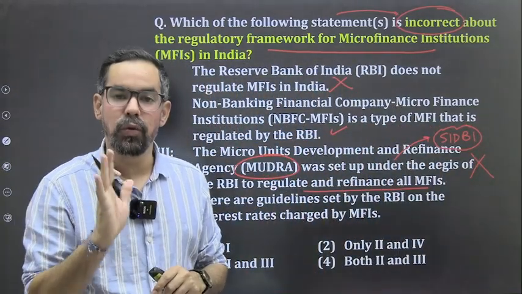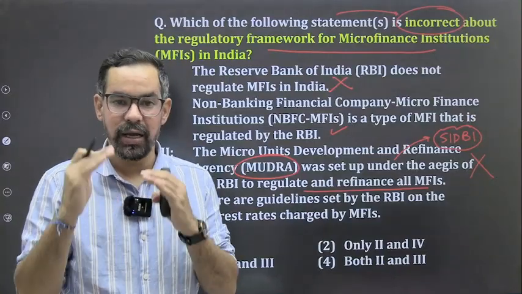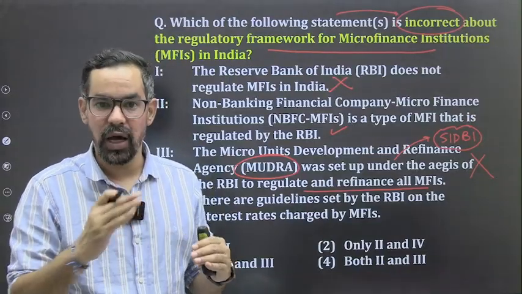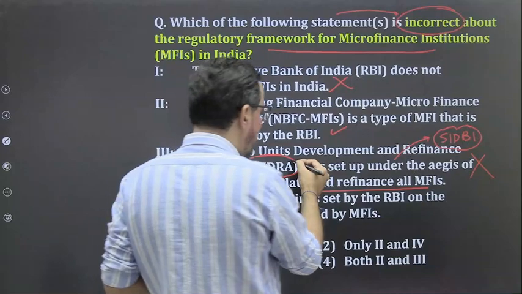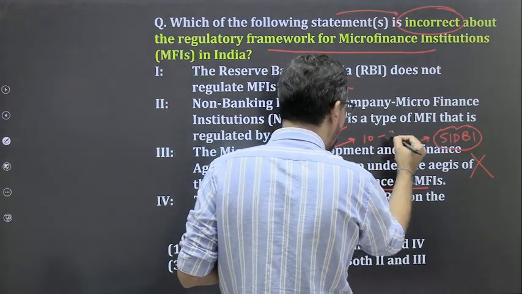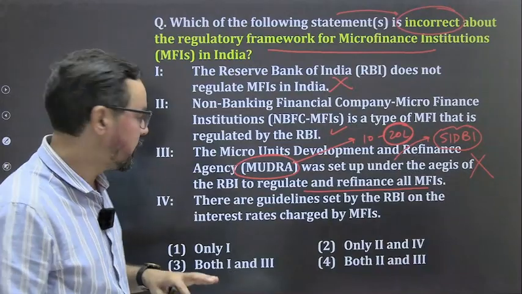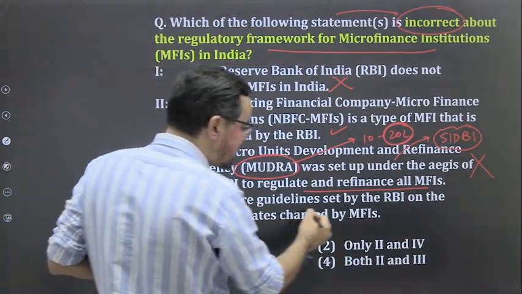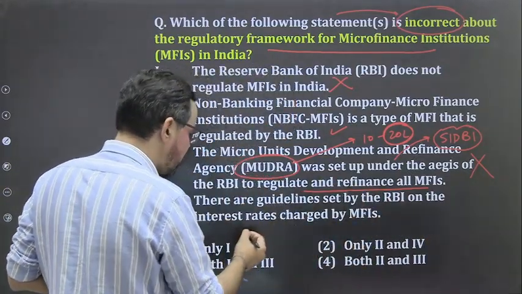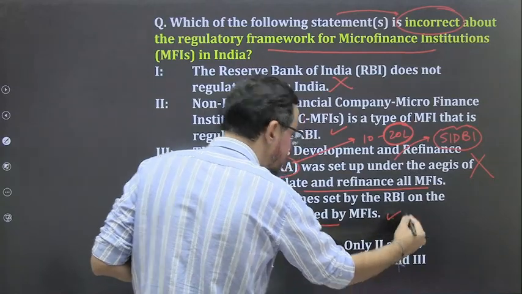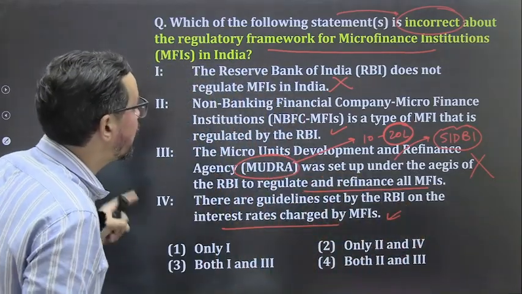And one update from Union Budget. So earlier the maximum loan limit was 10 lakh. So now it has got extended from 10 lakh to 20 lakh rupees. तो 20 लाख रुपए तक का लोन इसमें छोटे व्यापारी ले सकते हैं. ठीक है. There are guidelines set by the RBI on the interest rate charged by MFI. This is also true. So we have to find out incorrect statements.